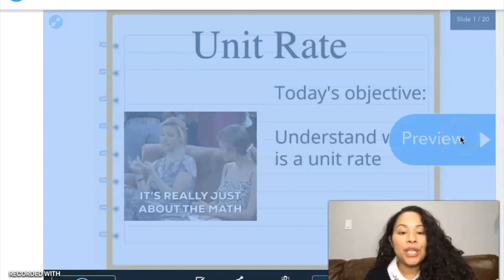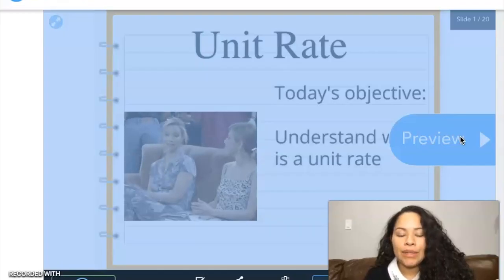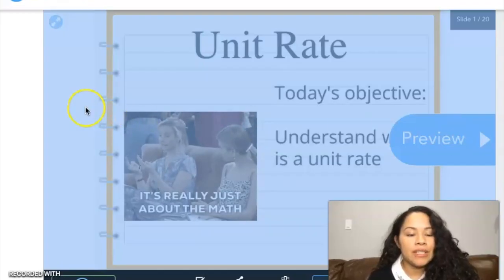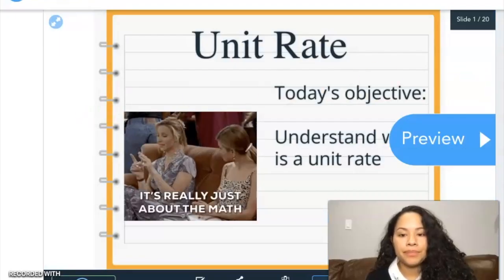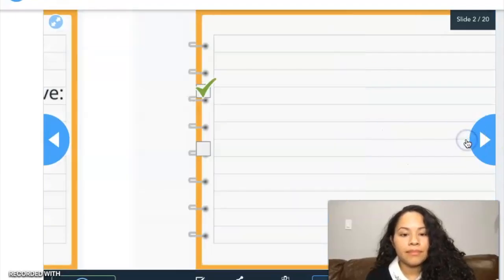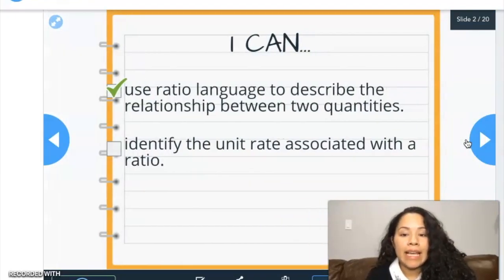Today's topic is unit rate. Today's objective: understand what a unit rate is, and it's really just about the math. Yesterday's I can statement, which we were able to accomplish: I can use ratio language to describe the relationship between two quantities. Today's I can statement: by the end of today's lesson, you will be able to identify the unit rate associated with a ratio.